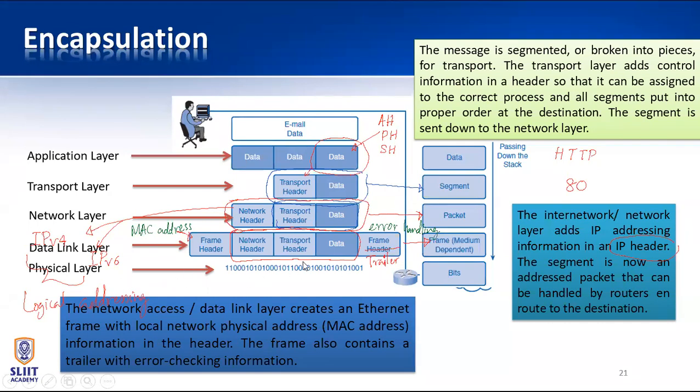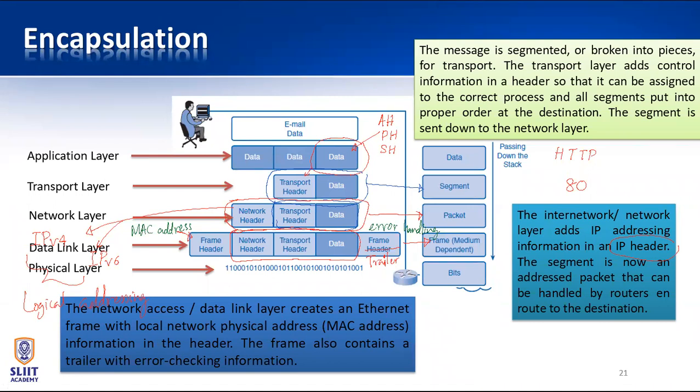So the physical layer will convert all of this information into binary format, and further it will convert the binary data into signals, right? So you can see this is not a very easy process. We simply say that we are sending an email.